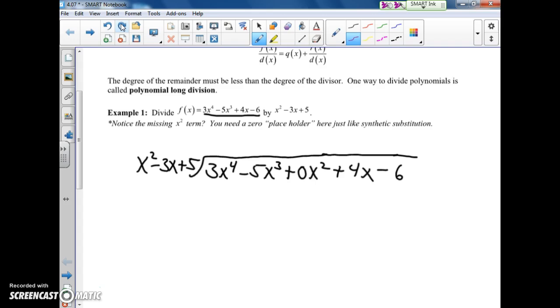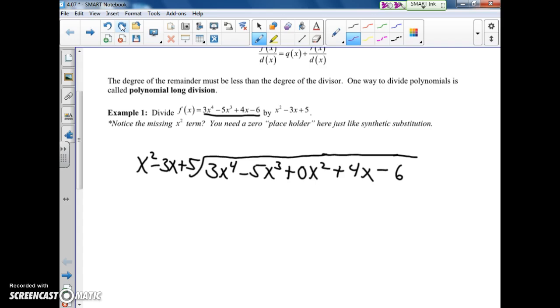Every power has to be represented. Here's x to the fourth, here's x to the third. There's no x squared. Since there's no x squared, you have to put in an x squared, which is 0x squared. Everything always has to be represented from the highest power down to the constant in order for this to work successfully.